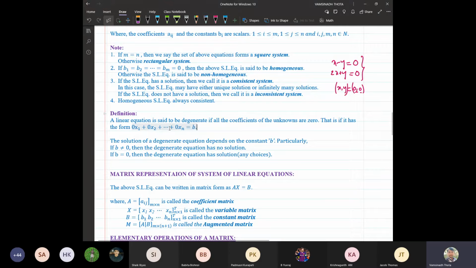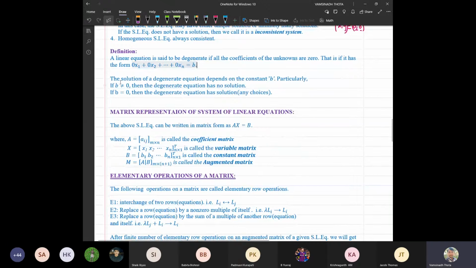But if all the coefficients of the unknowns are 0, such a linear equation is called a degenerate equation. And by the way, why did we call it a linear equation? In a linear equation, the degree of each unknown is 1. Each unknown, every unknown.